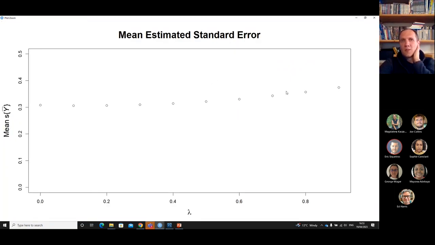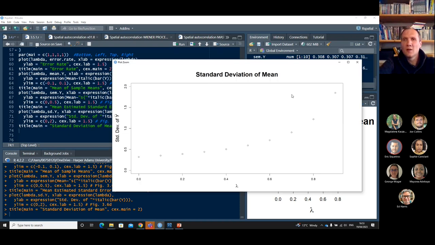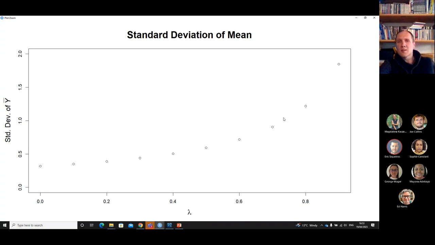The mean estimated standard error is increasing slightly, but it's not affecting the statistics very much. And finally, the standard deviation of the mean, so that's the variability in samples, increases with the strength of the correlation. The mean stays the same, but the variability is increasing, and that is just throwing the t-test out of the water. It's no longer functioning properly because the assumptions are violated.